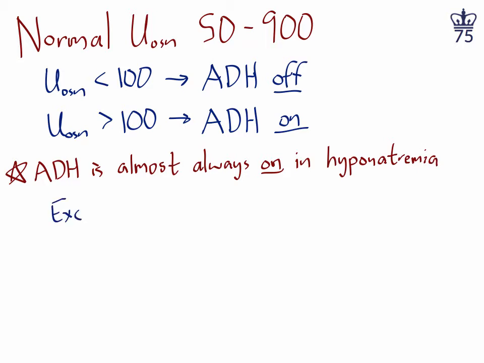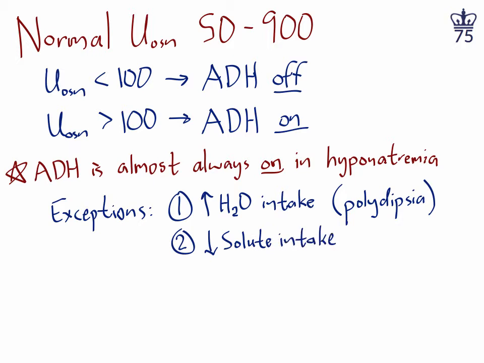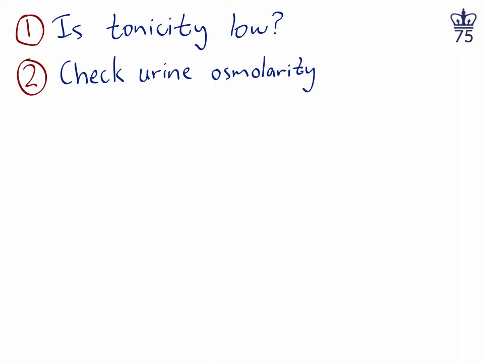The only cases in which ADH is off are those of increased free water intake, which we term psychogenic polydipsia, and decreased solute intake, of which there are two, the proverbial tea and toast diet and beer potomania. In these cases, excessive water intake or insufficient sodium intake leads to low serum sodium concentration despite maximal excretion of water. So to recap, in a patient with hypotonic hyponatremia, check the urine osm, and if it is low, ADH must be off, and the patient either has very low solute intake or has excessive water intake.